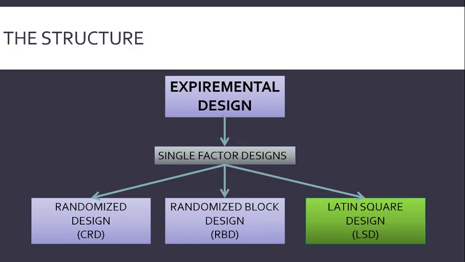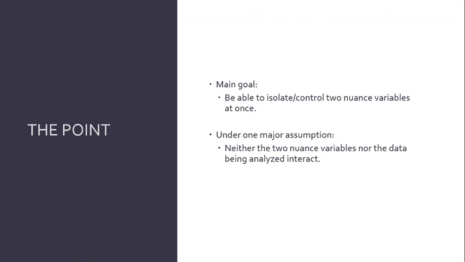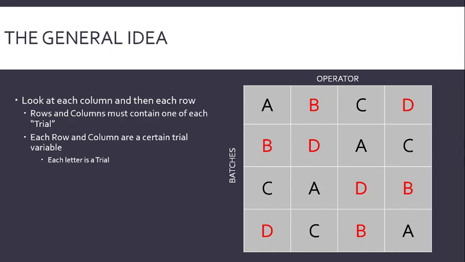Latin square design. It is a single-factor experimental design, different from completely randomized designs and randomized block designs. Its main goal is to isolate and control two nuisance variables at the same time, with the major assumption that the two nuisance variables are not interacting.